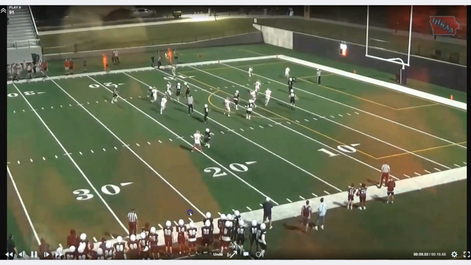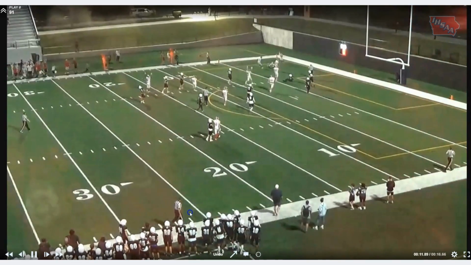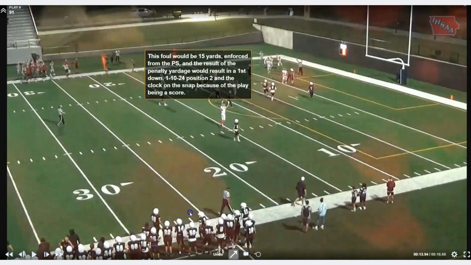This is recovered by the defense. So the result of our play is a touchdown. However, we have a 15-yard foul, and we got to start talking about enforcement. So we're going to enforce our basic spot. In this case is the previous spot. It's a foul by the team not in possession. So it's going to be enforced from the basic spot, which is the previous spot. And we're going to have 1st and 10 at the 24. That doesn't seem right.